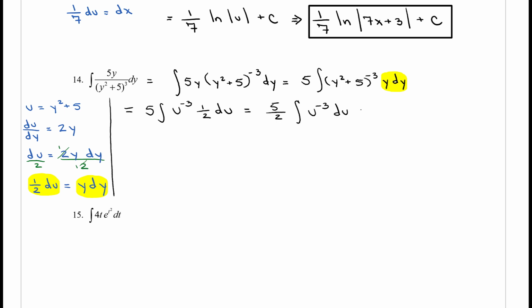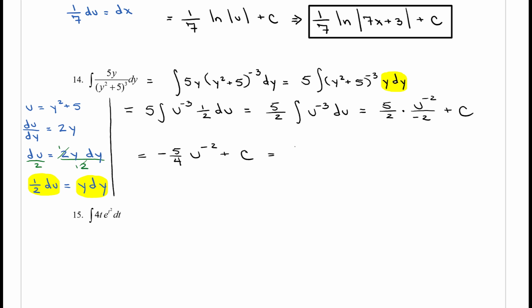So now we can integrate this. This is going to be equal to 5/2 times, and if we integrate u to the -3 power du, we're going to get u to the -2 power over -2 plus c. So we can simplify this. So this is going to be equal to, I can multiply the fractions together here, and I can get -5/4 u to the -2 power plus c.